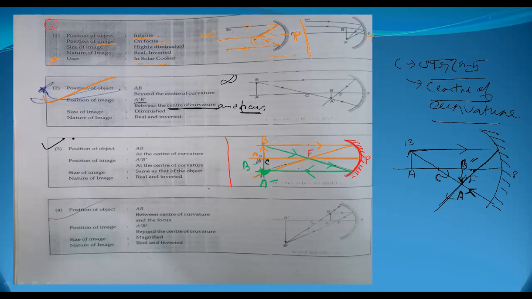It is very important from the exam point of view. So in your exam you may be asked what will be the position of the object when the object and the image will be of the same size. So the answer will be: when the object is at the center of curvature, then the image will also form at the center of curvature, and the size of the object and the size of the image will be the same.